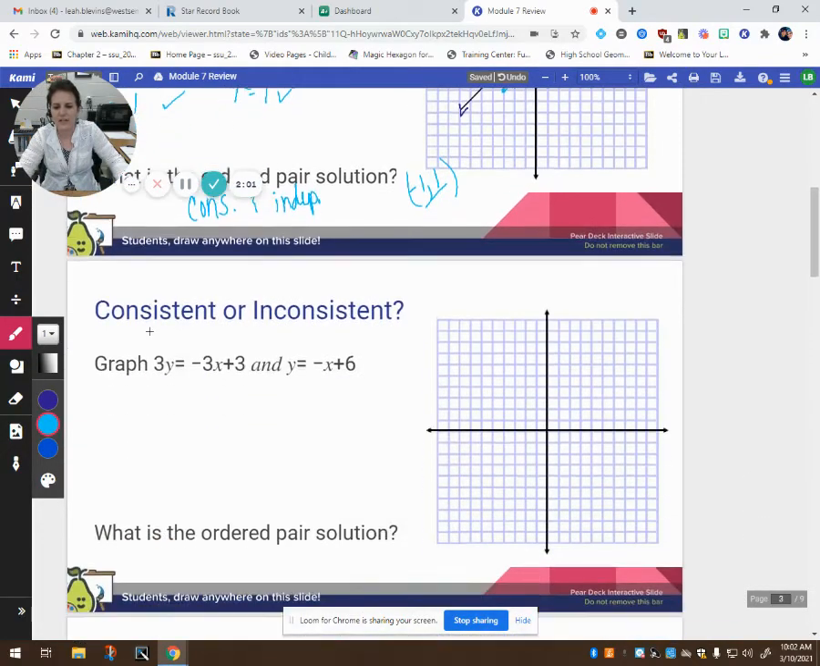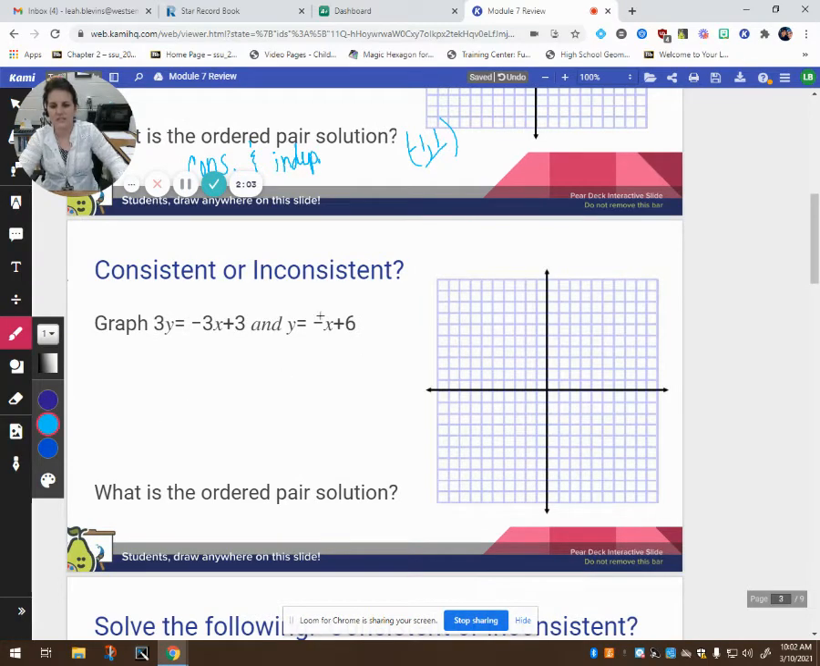All right, so now for the next one, we've got to determine if it's consistent or inconsistent. Is there a solution or is there not a solution? So first I need to get my y by itself so that I can begin to graph it. So I have y equals negative 1x plus 1, and y equals negative x plus 6. So I immediately know that there is going to be no solution. If we want to graph it, we can, but I know that there's going to be no solution.